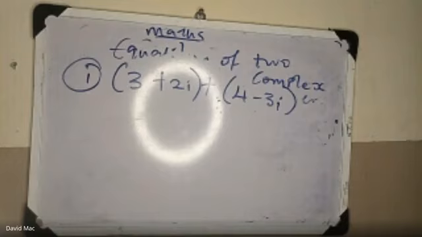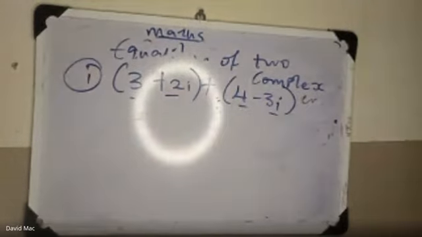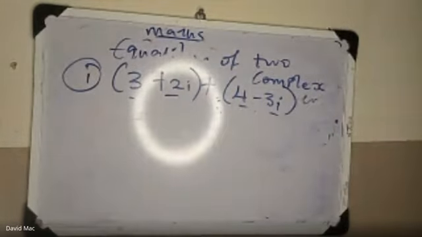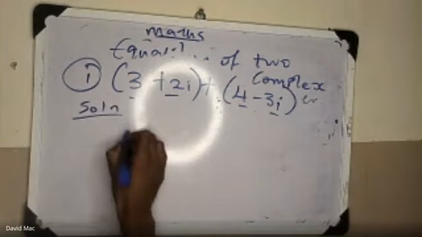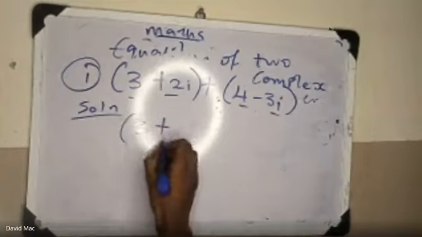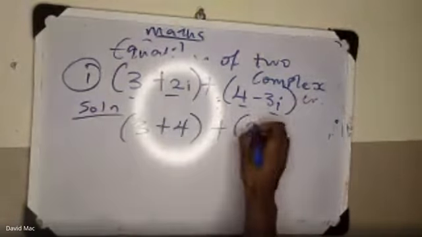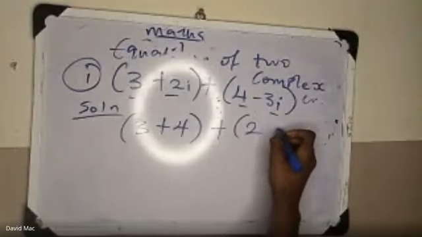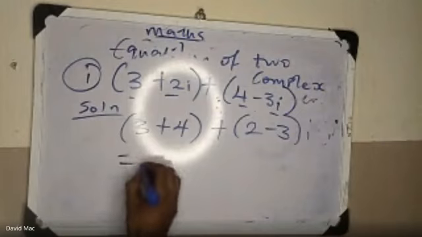So what do you do? From our formula, you have gotten your answer. First of all, you remember what I said? I said that in this case, you are going to be adding this and this and this and this. Is that okay? So your answer will now be 3 plus 4, plus 2 minus 3i. And what will be our answer?